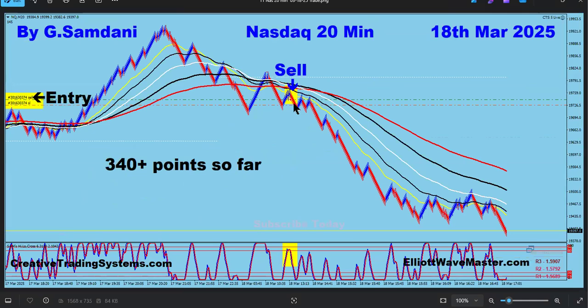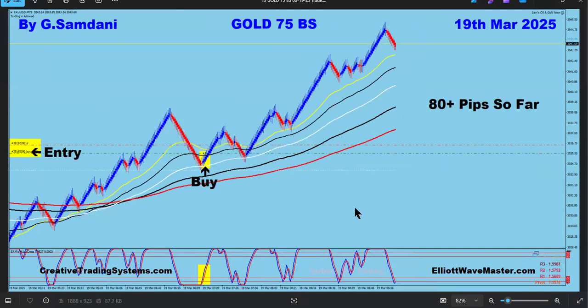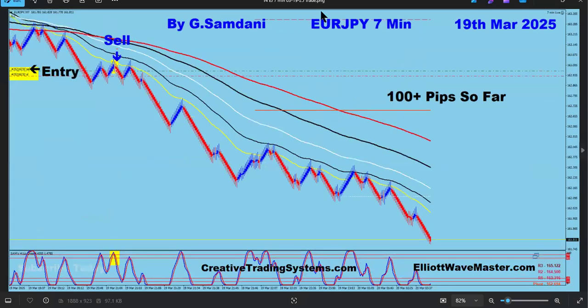Nasdaq, a beautiful short entry for 340 pip on the 18th. And USD yen going to the upside from the 20-minute chart for 85 pip on the 18th. And now on the 19th, beautiful gold entry here, by the book entry, 80 pip. And again, euro yen now coming down from here, 100 pip from the 7-minute chart.